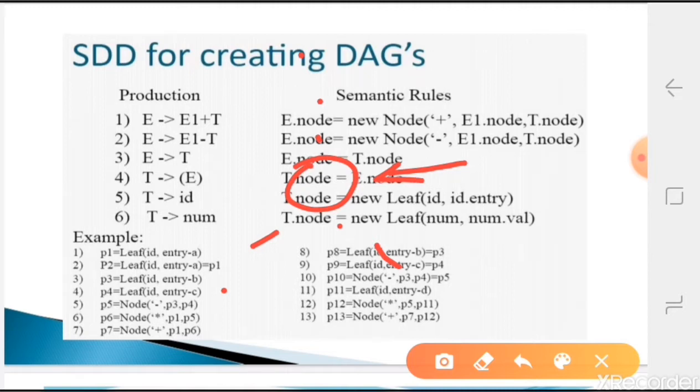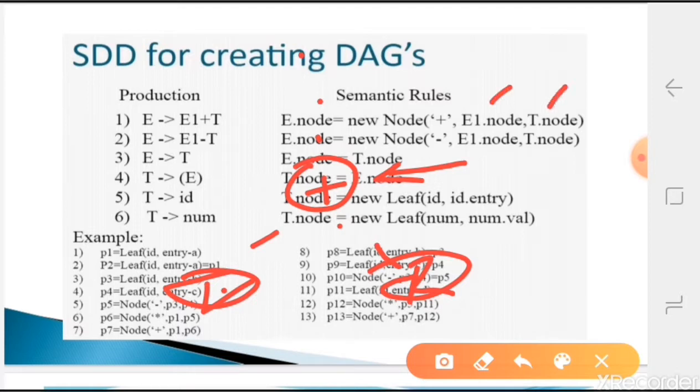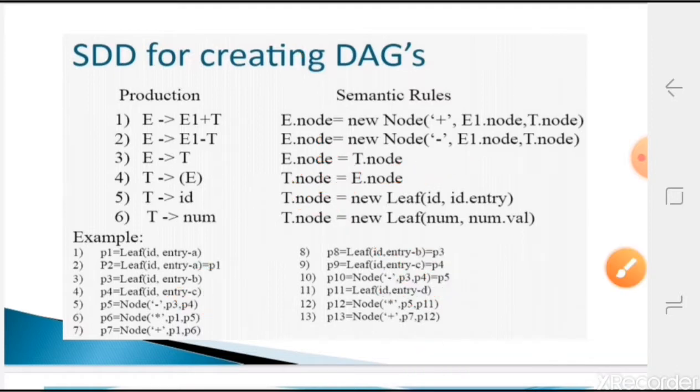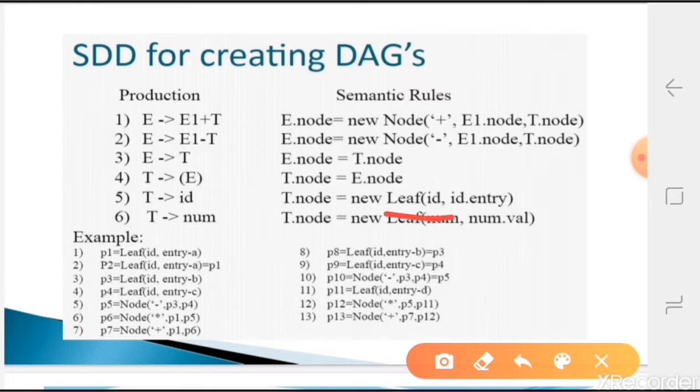In this, it will have one operator and two more nodes, left and right. So it holds references to the left node and the right node. For a leaf, only one node is there, and this leaf should have an actual value, which has to come from the user. That's why we have id, then id entry.